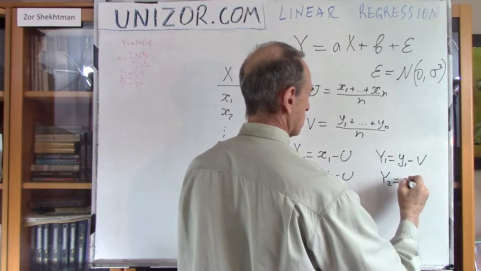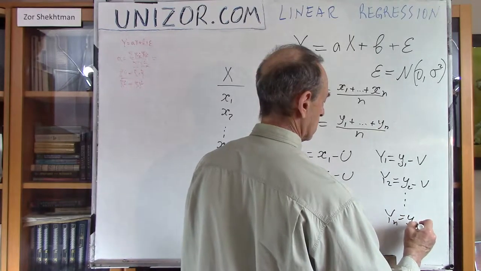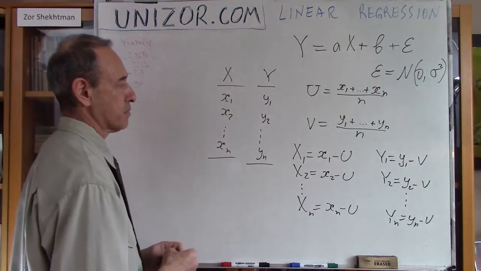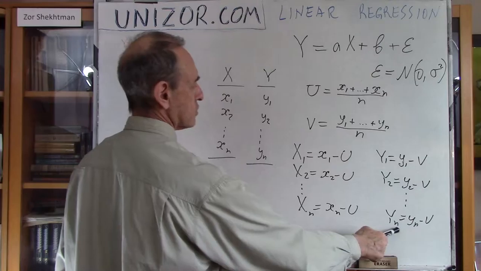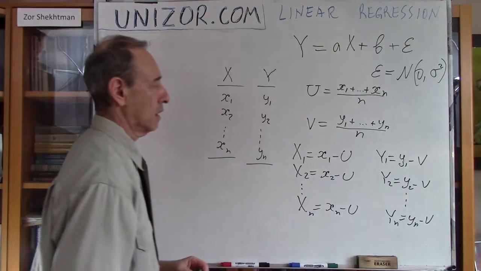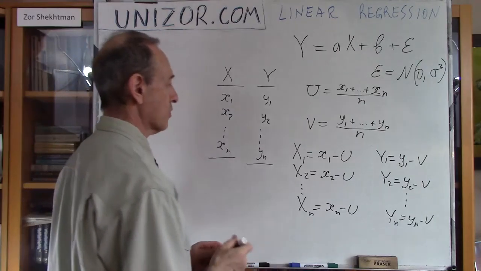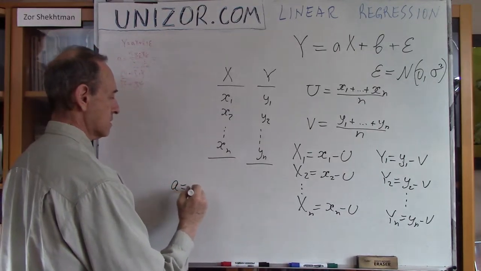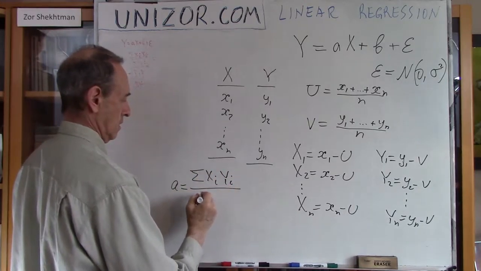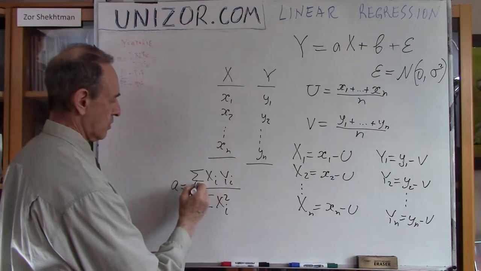Now, similarly with y, I will use uppercase Y1, which is lowercase y1 minus v. Uppercase Y2 is lowercase y2 minus v, etc., and uppercase Yn is equal to lowercase yn minus v. And same story with capital Y's: their average is equal to zero. Now, using these new variables, capital X and capital Y, instead of lowercase, I have come up with a formula for a, the one which minimizes. It's a very convenient formula.